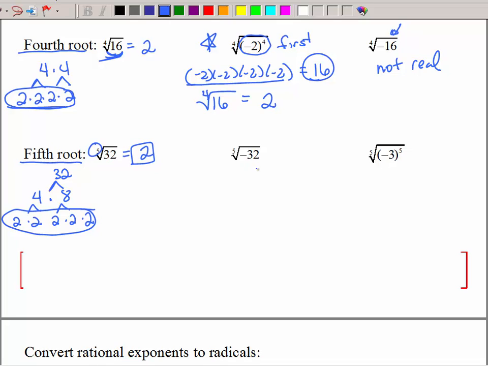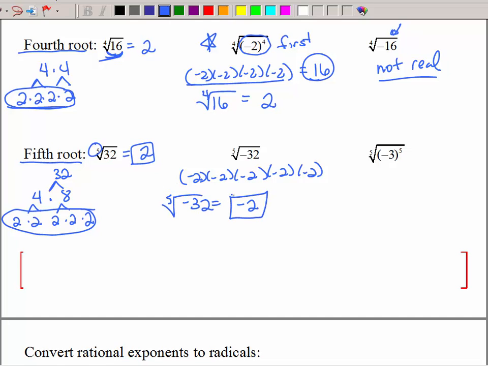What about negative 32? Can I do that? Is it real or not real? Well, again, I have an odd amount, so if you think about it, if you have 5 negative 2's multiplied together, that's going to be negative 32. So the fifth root of negative 32 is negative 2.